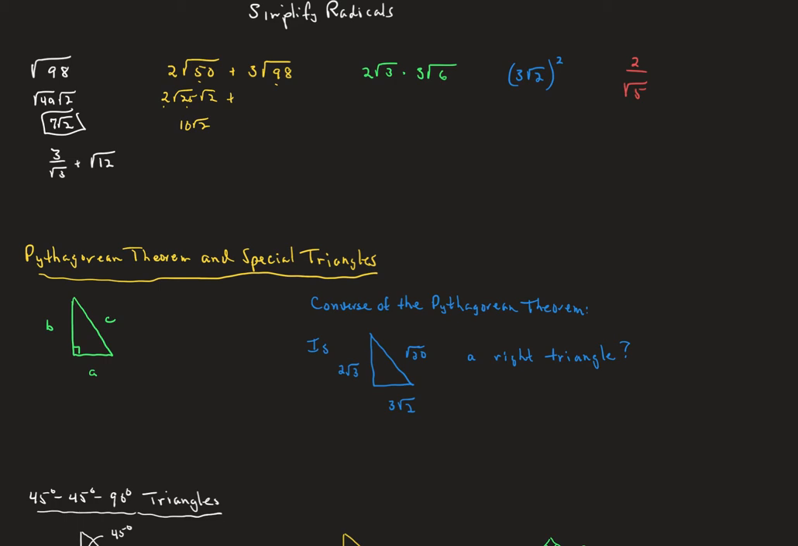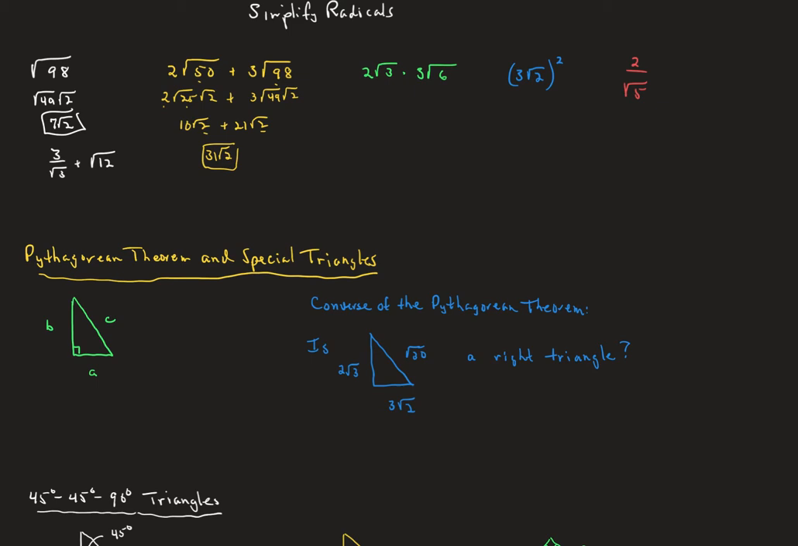And we did the square root of 98 a minute ago. That was 49 times 2, and the square root of 49 is 7, times 3 is 21. Now, since these are both square root of 2's, we can add them. It's like 10x plus 21x, so that will be 31 square root of 2.